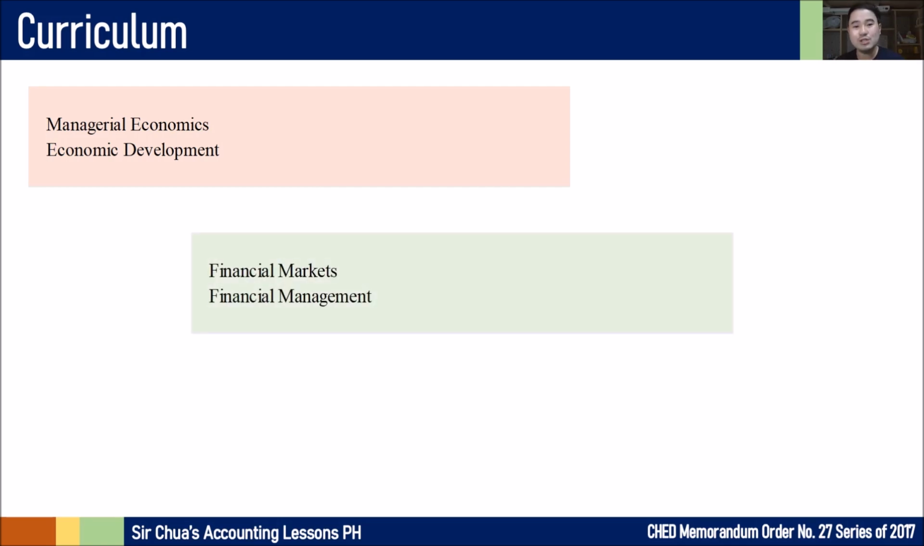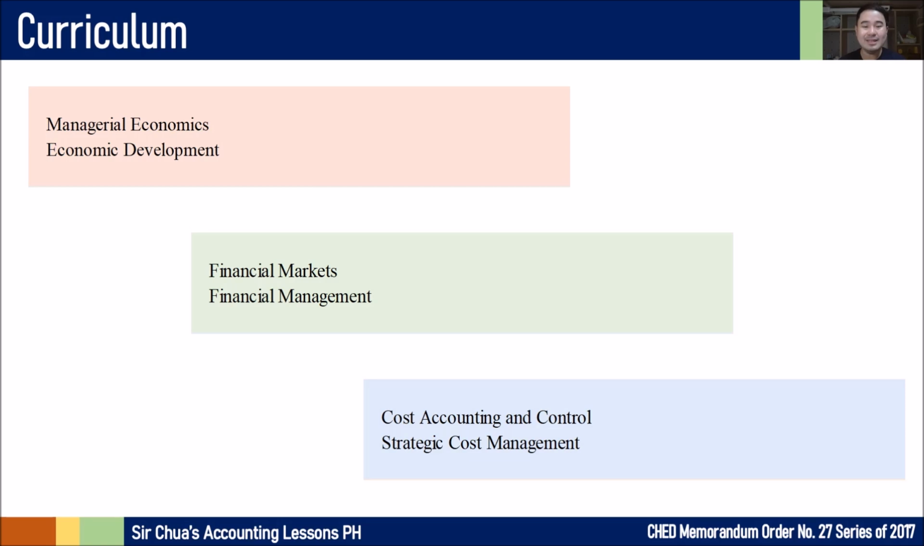Okay? Finance-related courses such as financial markets and financial management, both of which will become part of management advisory services as well. And then, ito magkapatid tong course na to pero magkaiba sila ng pinapupuntahan na CPA board exam area. Okay, so we have cost accounting and control and strategic cost management. You have to learn first cost accounting and control so that you are able to understand strategic cost management.